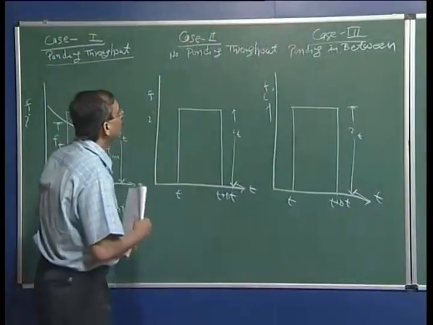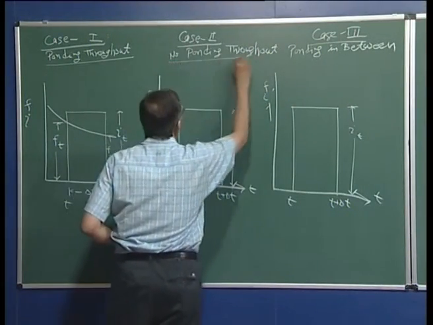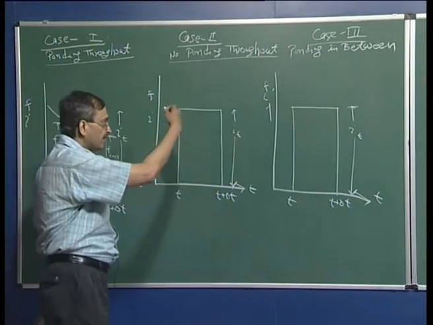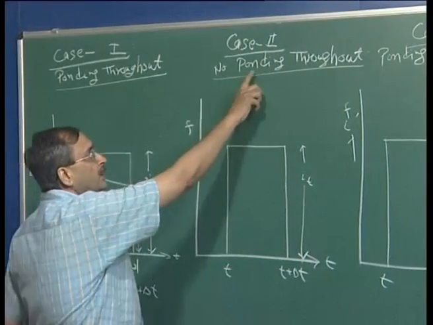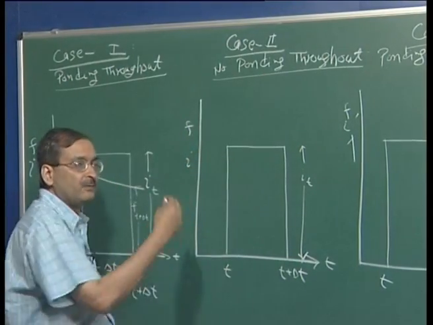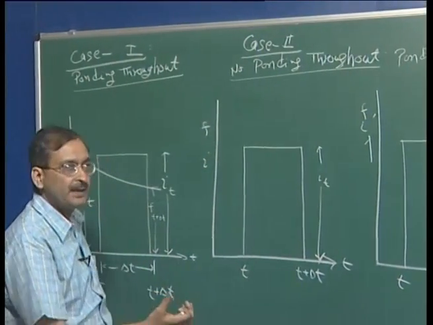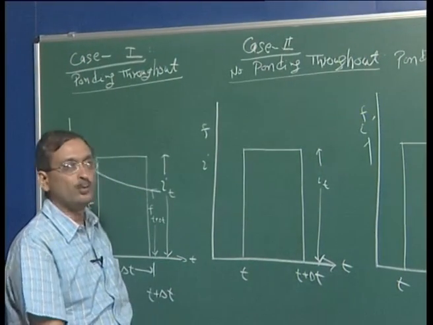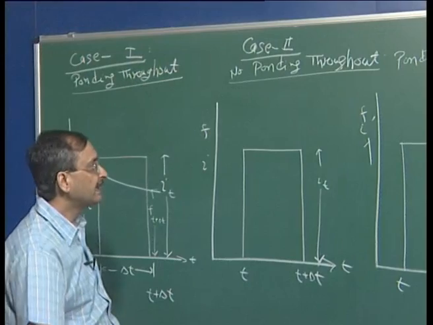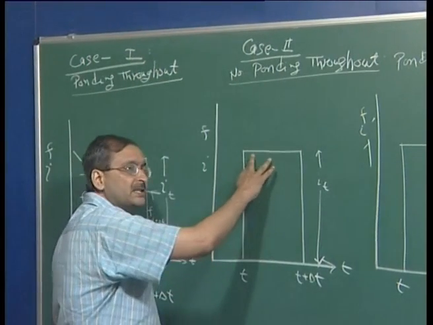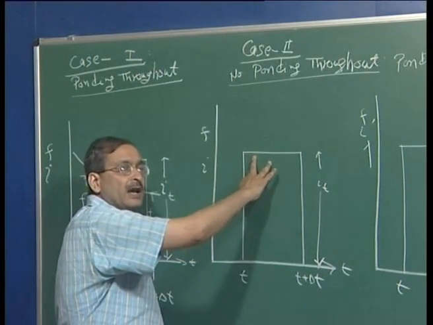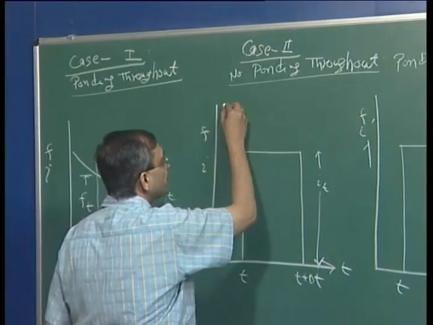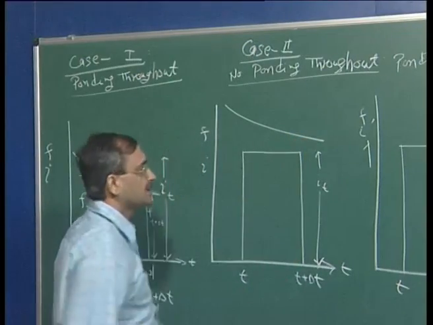Now, if you come to the no ponding throughout, where would your infiltration curve be? When there is no ponding, what does that mean? Whatever is the rainfall that goes into the ground, everything infiltrates, there is no ponding. So, in that case your intensity of rainfall is what? Is it less or higher? It is less than the infiltration. So, the infiltration curve will be like this in this case.